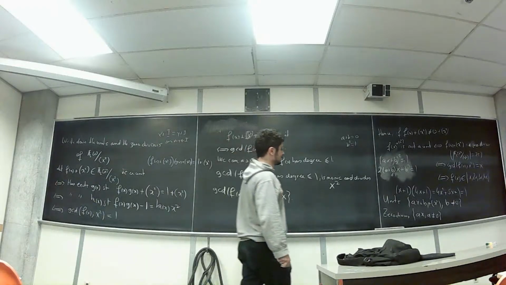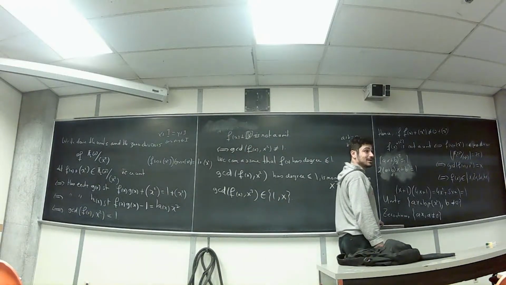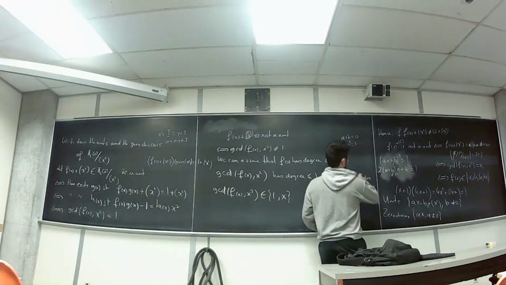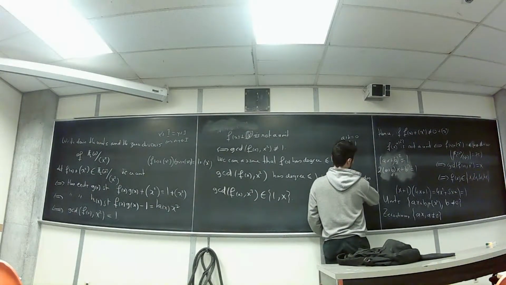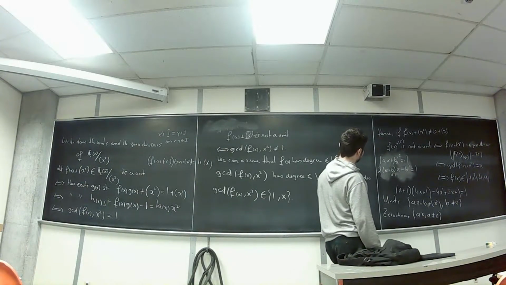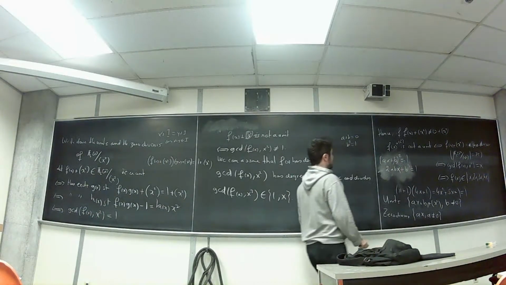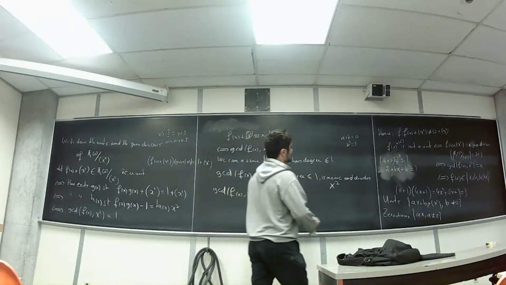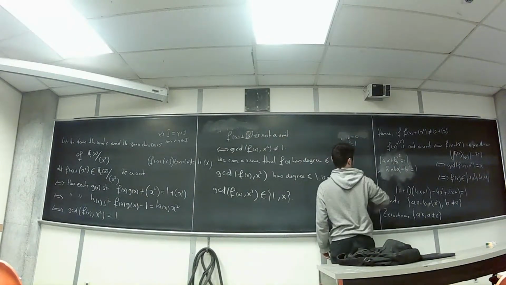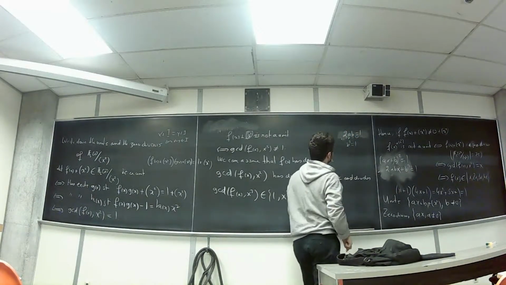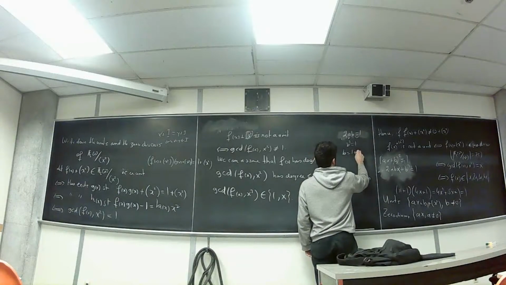No. Oh, wait a minute. You have exactly one element of order 2. Right? So if b is equal to 1, wait a second. No, there's something wrong here. a squared x squared plus 2abx plus b squared, right? So ab is 1 and b squared is 1. Right? So b is equal to 1 or b is equal to minus 1.